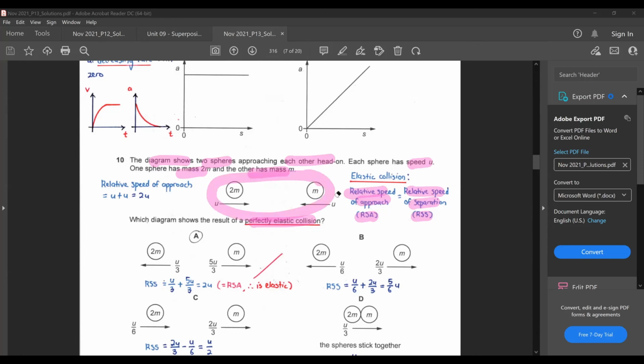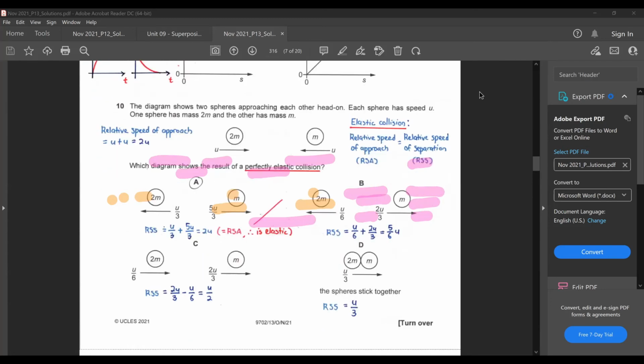For the case before collision, your two masses are moving in opposite directions. So the speeds must add up. It is u plus u giving you 2u. The next thing you need to do is to find out the relative speed of separation for the answer choices below. So you do the same thing like before.